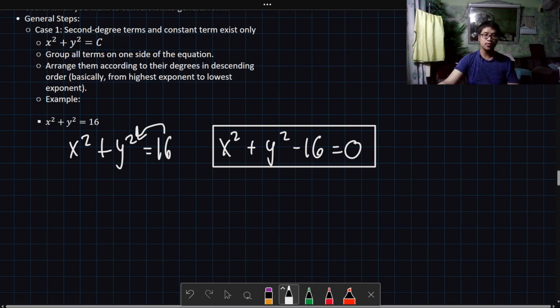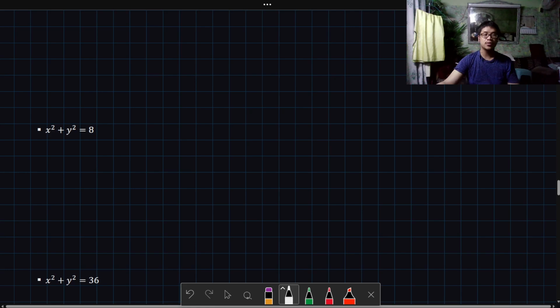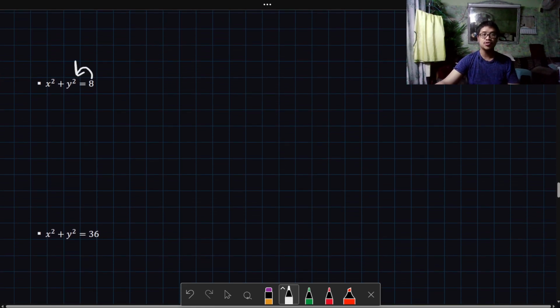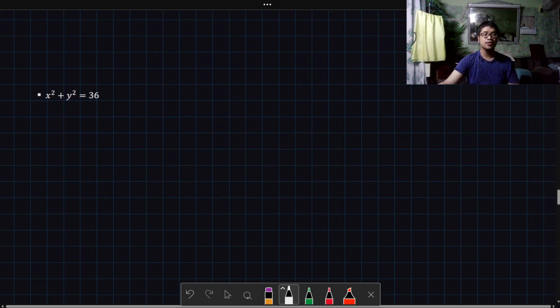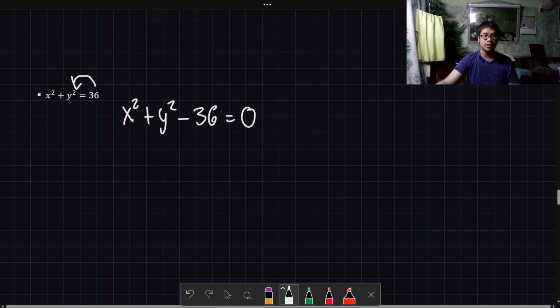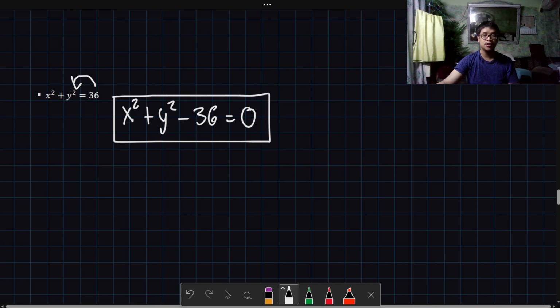All right? So another one. If I have x squared plus y squared is equal to 8, what must I do? Just transpose 8 to the left. The result will be x squared plus y squared minus 8 is equal to 0. And that's it. That's the answer, right? We're good to go. And lastly, for x squared plus y squared is equal to 36, just put them there. So we will have x squared plus y squared minus 36 is equal to 0. And that's it. We are good to go. That's what you're going to do. All right. Long story short.